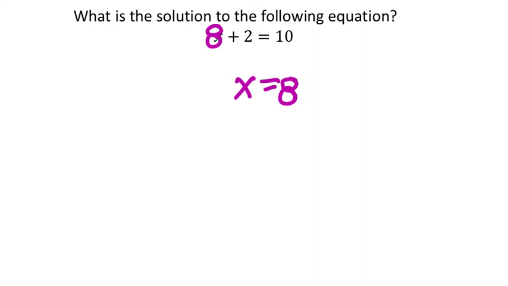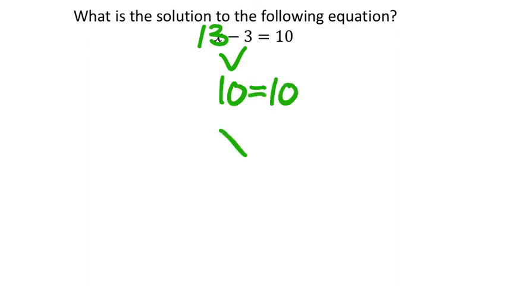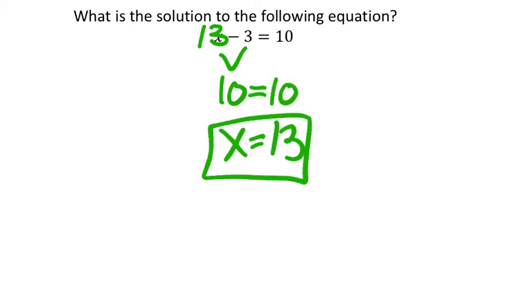Or on this one, x minus 3 equals 10. What value of x would I need to replace x with in order to make this a true statement? Thinking about this for a little while, you should see that the answer is 13, because 13 minus 3 is 10. 10 does equal 10. So now I know for sure that x equals 13. The solution is x is equal to 13, because 13 is the value you replace x with.